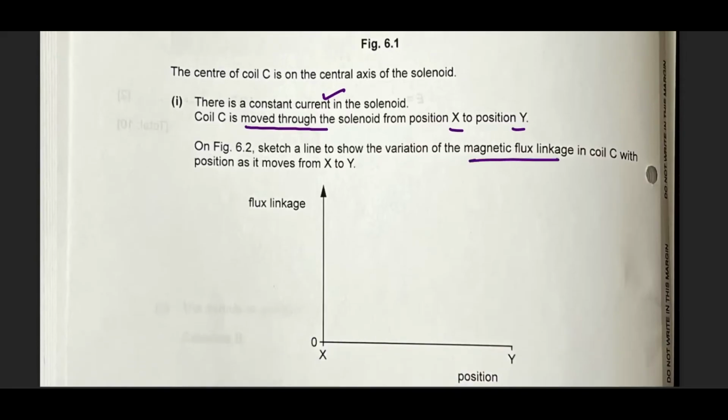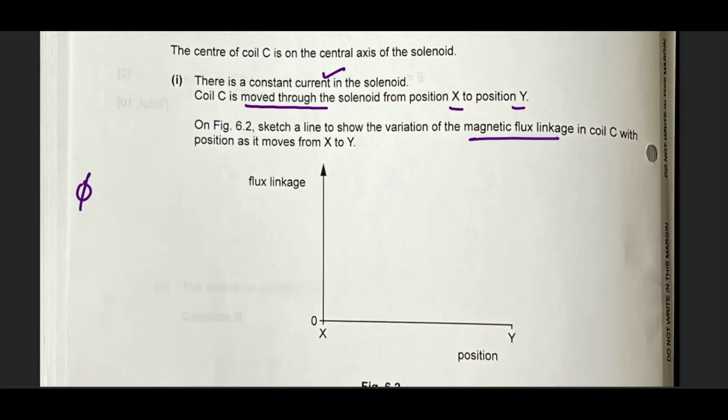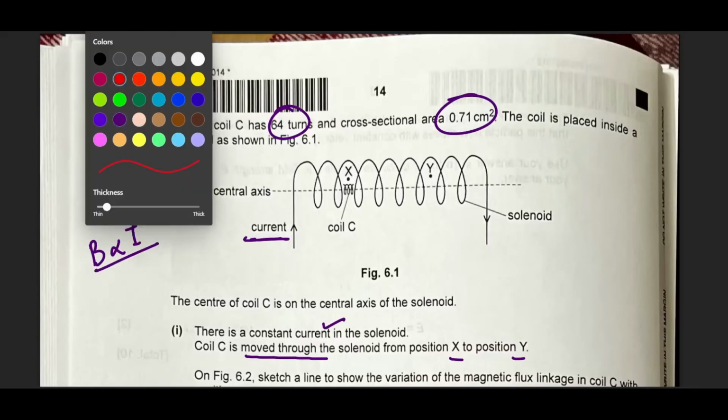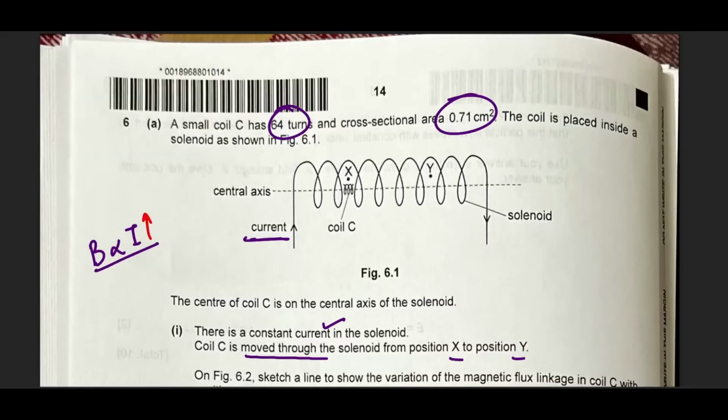Variation in the magnetic flux linkage. Now, what's the formula for that? So magnetic flux is simply BA. If you want to find out magnetic flux linkage, you have to multiply the number of turns with the same formula. That becomes linkage, right? So is there any change in the value of current? No. So from previous knowledge, we understand that the magnetic flux density of a coil depends on the current, okay? If you provide more current, it is going to become a stronger magnet.